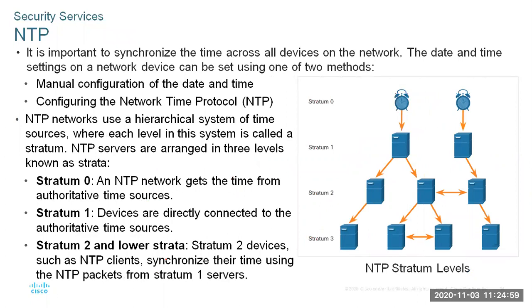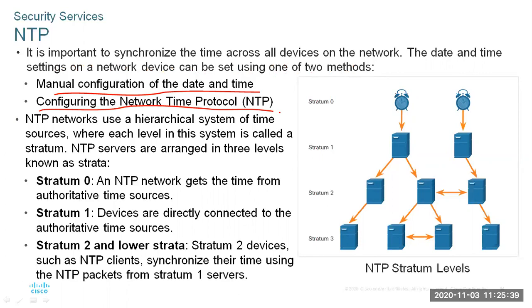We have another service or another tool. It's called NTP. NTP has to do with time synchronization, so that all your devices will have the same timing. It is important to synchronize the time across all devices on your network. The date and time settings on your network device can be set using two methods: either manual configuration of date and time, or you configure the Network Time Protocol.